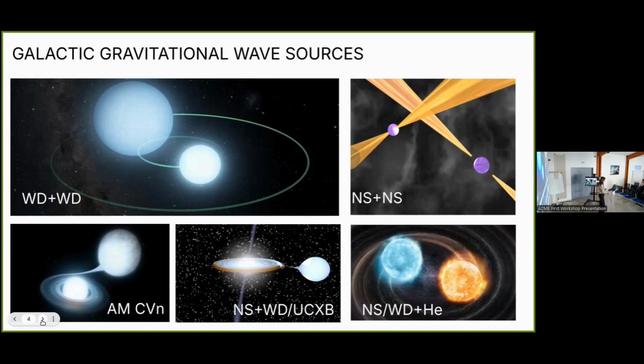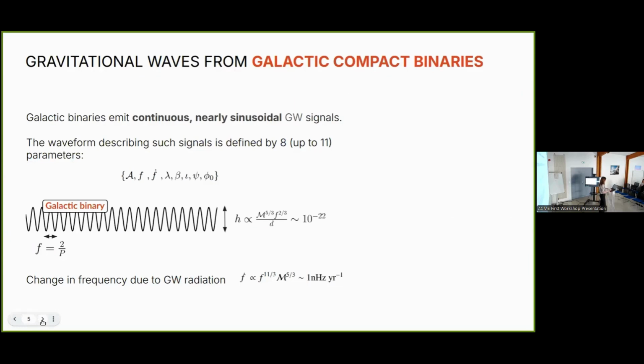So they will emit this nearly monochromatic continuous gravitational waves. Their waveforms are the simplest we know, that we can describe with 8 parameters that I have here: the amplitude, frequency derivative, the chirp, and then the angular parameters. So the sky coordinates, inclination, polarization, phase, and binary orbital phase.